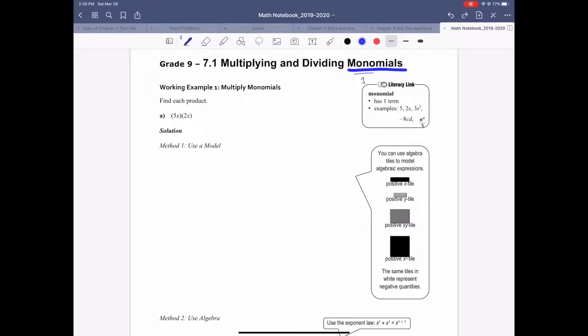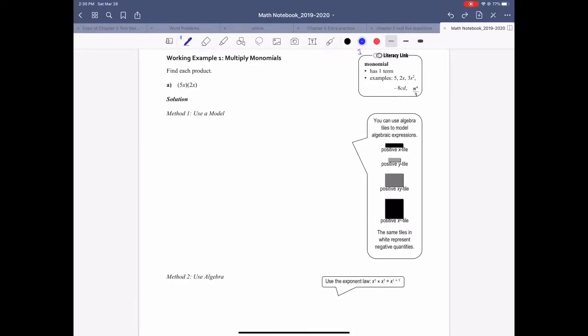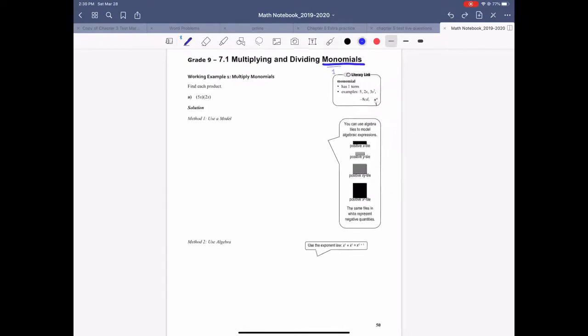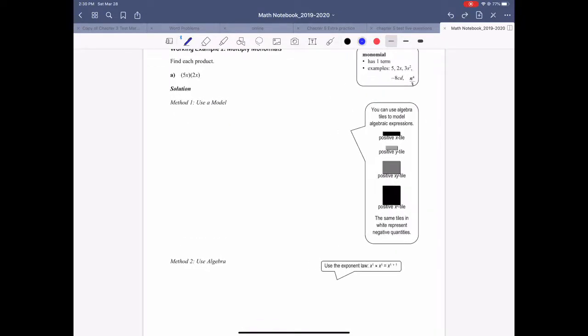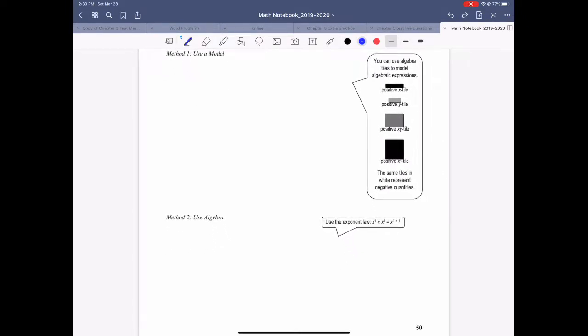So let's talk about how to solve this. Now, first of all, they want you to use a model. I hate using models, so we are just going to dive into the easy way first, and then we're going to come back to the model way, okay? So 2x times 5x, use algebra first, because that's way easier.